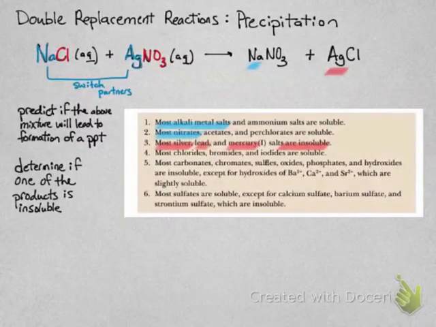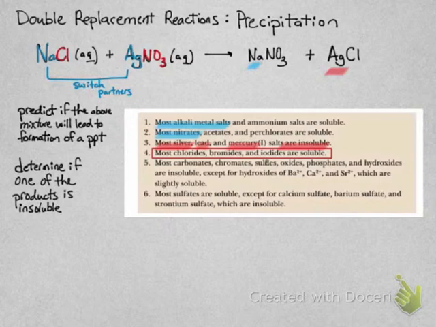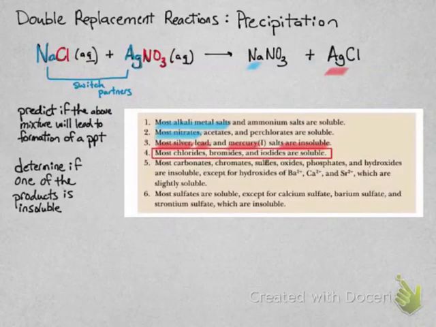However, shown here, third line down, silver, lead, and mercury salts are insoluble, and therefore we would predict that the compound made of silver chloride is going to be insoluble, and so therefore we can complete the reaction and write in the states of both of those. Now you might notice that the next line, number 4, says that most chlorides, bromides, and iodides are soluble, and we have in fact formed silver chloride. However, the previous rule negates the next one down, so we ignore rule number 4.